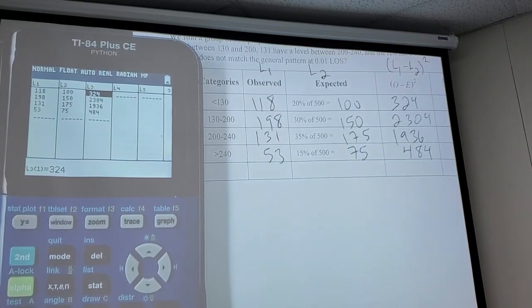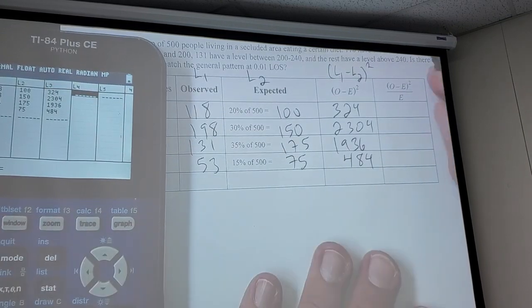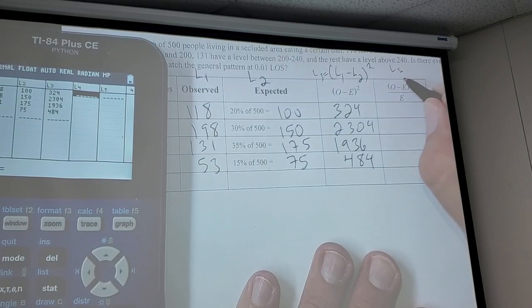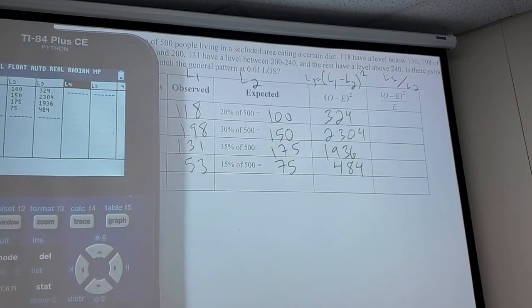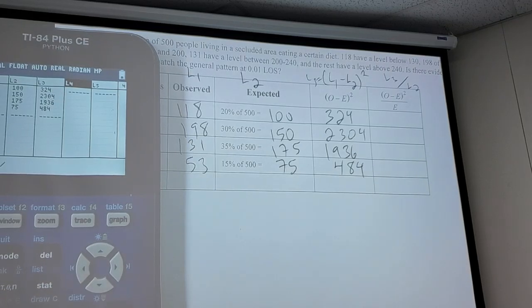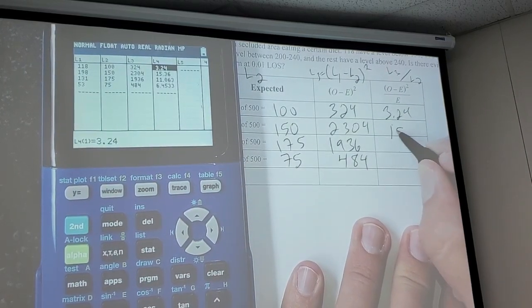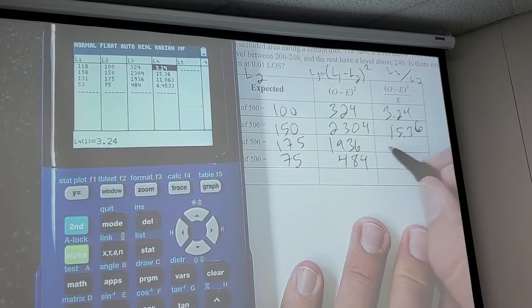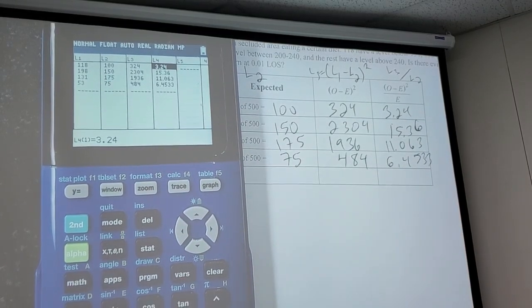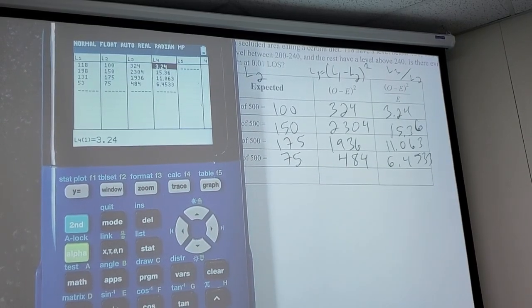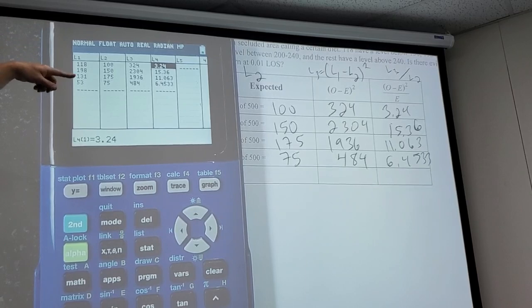Crazy sauce. Those are huge, but then I have to do this divided by E. So in the calculator, it's going to be, like you said earlier, L3. In this case, it's going to be divided by L2, because that's where the expected is. So if you don't want to, you don't have to do it in the calculator. Not a dang problem with that. But I get these numbers. So it'll be like 324 divided by 100. Yeah, it would be 324 divided by 100, and then 2304 divided by 150. Okay, I was just making sure. So for each row, you have to divide by whatever that expected is.